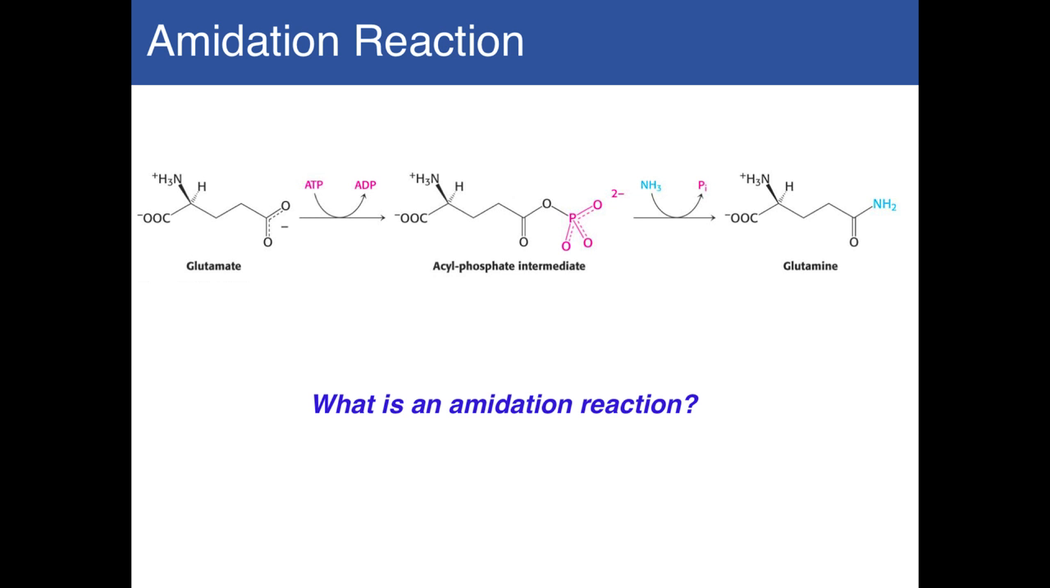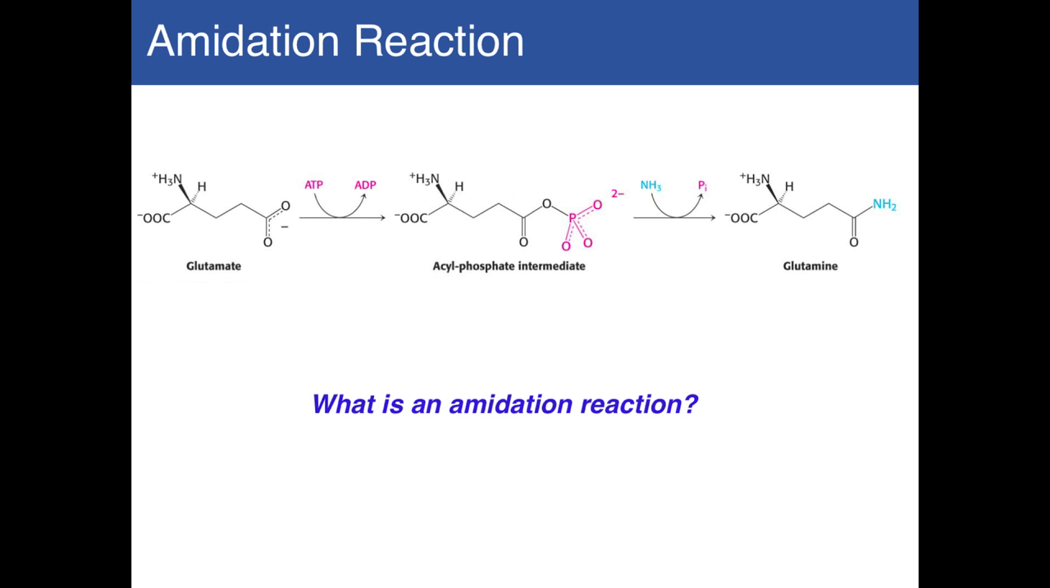Amide, amide, right? That's what an amidation reaction is, where we convert a carboxyl group to an amide. Basically, we form this acyl phosphate intermediate, and then we add in the amine group and knock off the phosphate, and it becomes a full-blown phosphate that can be used in another cycle.